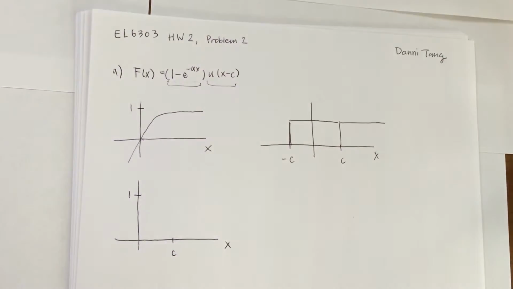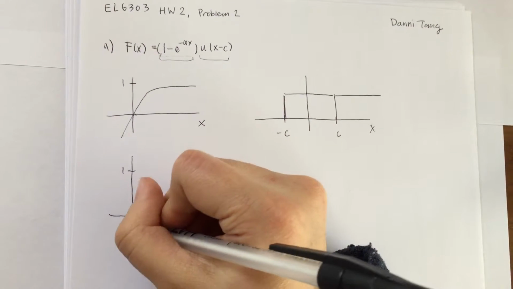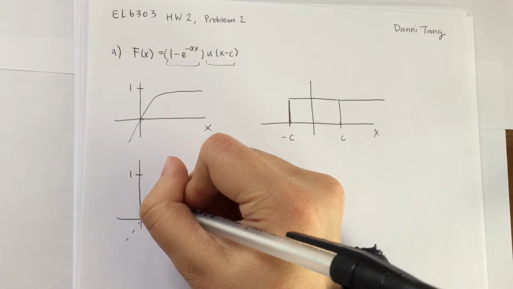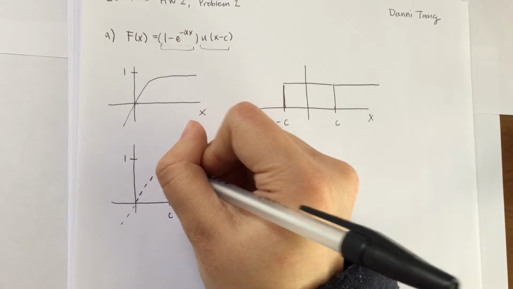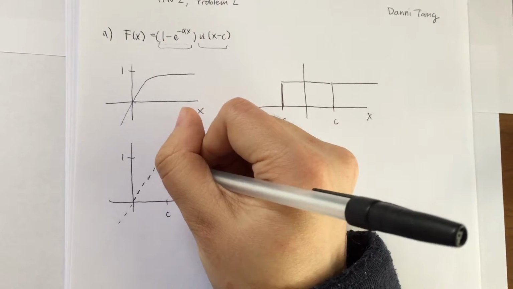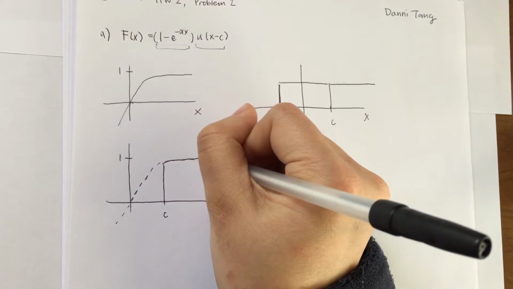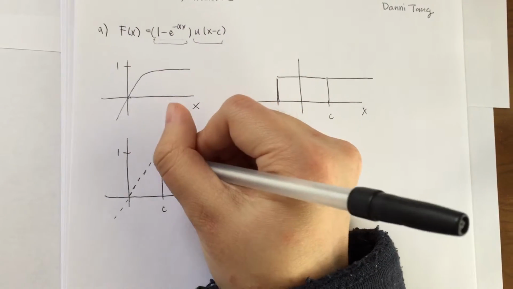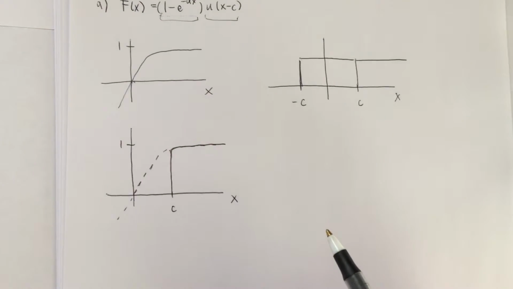And this is C. We pick an arbitrary value, and so this is 1 minus e to the negative alpha x, which goes to 1, and then the unit step from C. So it's a little bit curved and it goes towards 1. So this is what the distribution function looks like.